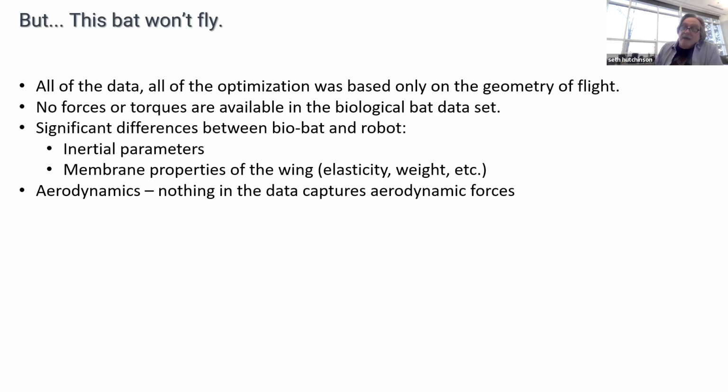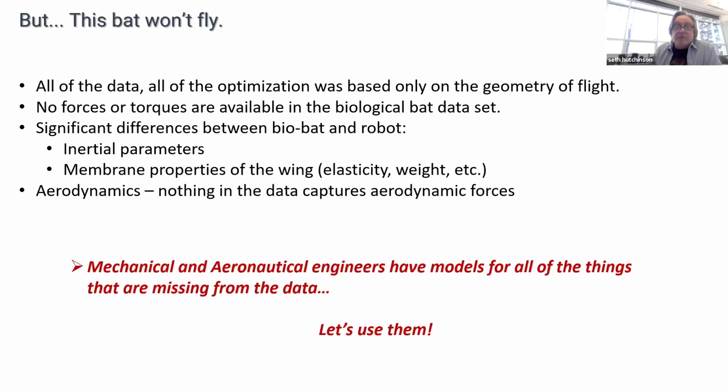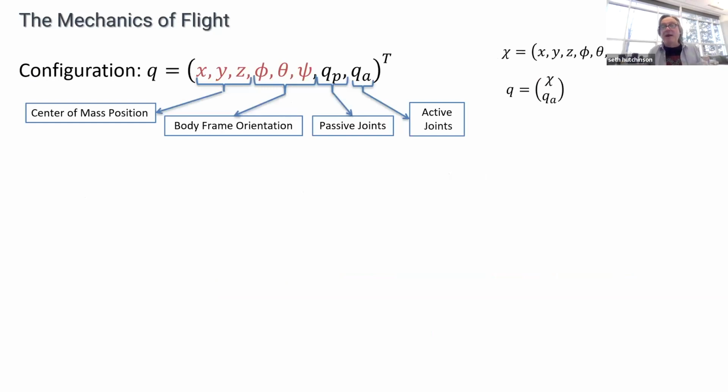So all of that work that we did to design that bat, which I thought was quite beautiful and I was quite proud of, failed to produce a flying robot for these reasons. But that's not really a problem for us because mechanical engineers and aeronautical engineers have models for all the things that are missing from the data in the list above, right? So what did we do at this point? We wrote down a model.